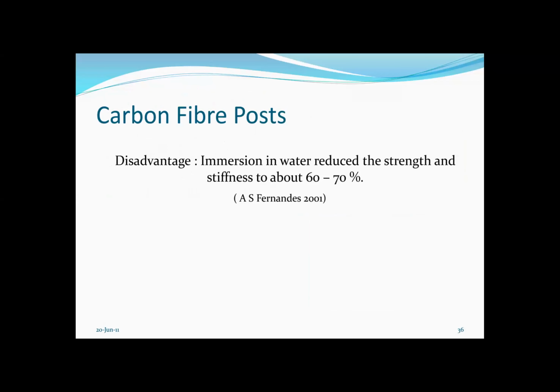Now, one major disadvantage that a carbon fiber post had is that any kind of immersion or contamination with water reduces its strength or stiffness by 60 to 70%. So if you go back to my slide on ideal requirements of a post, when I said it should not be technique sensitive, this post becomes extremely technique sensitive, because you are in no way going to have no moisture in the oral cavity. Agreed, you can use rubber dam. Agreed, you can use a lot of high volume suction. But irrespective of that, to have no moisture is very difficult. That's the main disadvantage of a carbon fiber post.